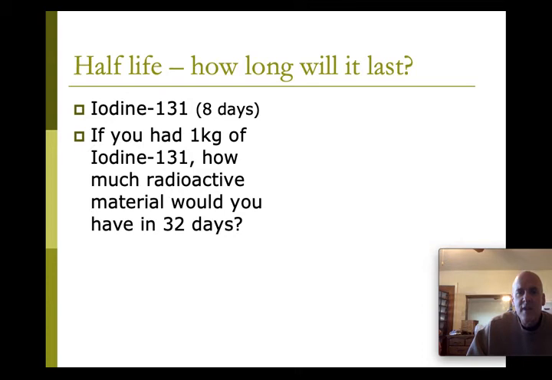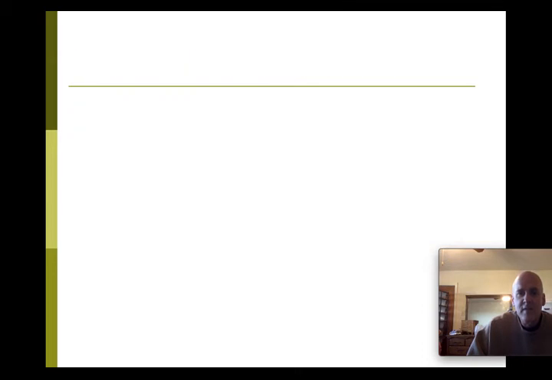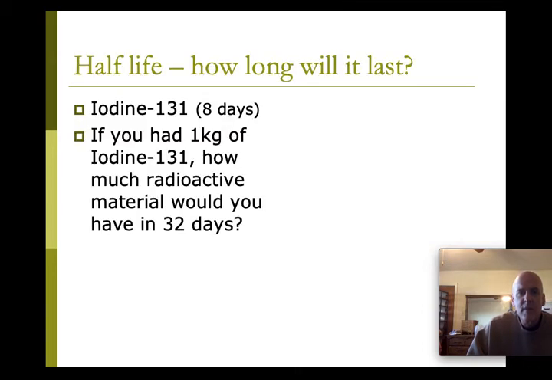So the first thing to figure out is how many half-lives that is. Okay, so 8 days, so 32 divided by 8 is 4. So that's 4 half-lives.